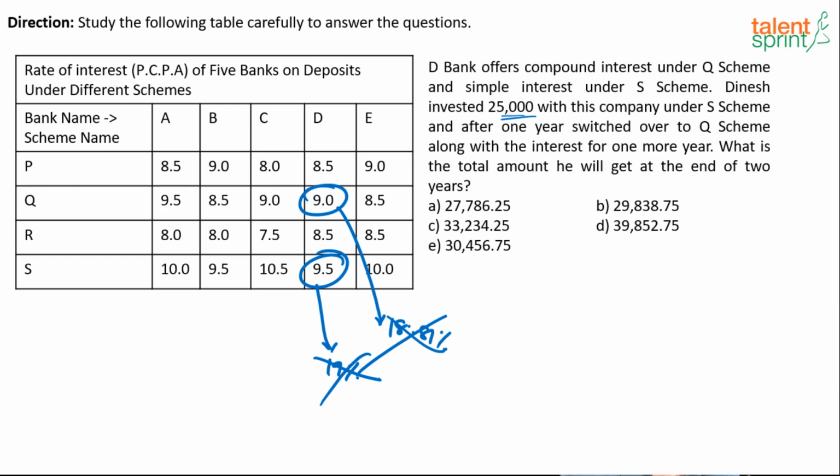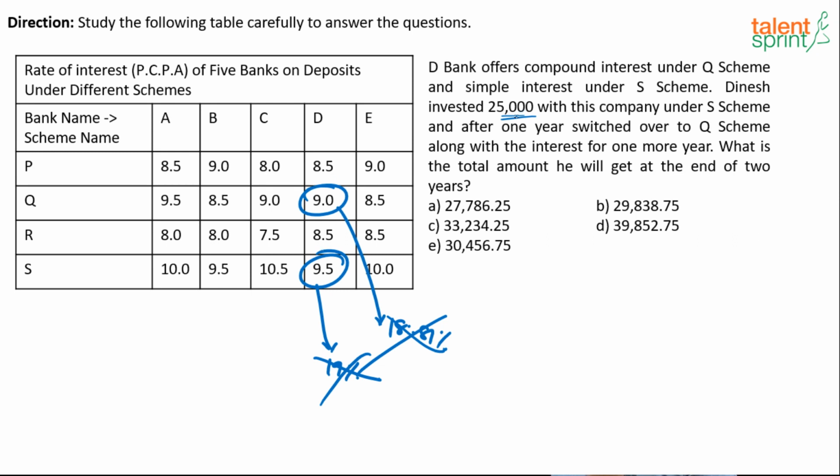Sometimes it is a waste of time if you just keep doing calculations as and when you read part of the question. Because now if you see, he's not talking about 2 years. He's talking about 1 year investment in this scheme at simple interest and the next year's investment in this scheme at compound interest, which is also like simple interest. So effectively, he's talking about a bank which gives compound interest in Q scheme and simple interest in S scheme.